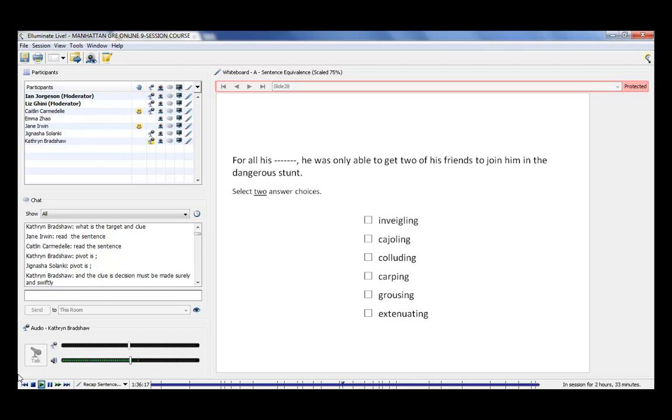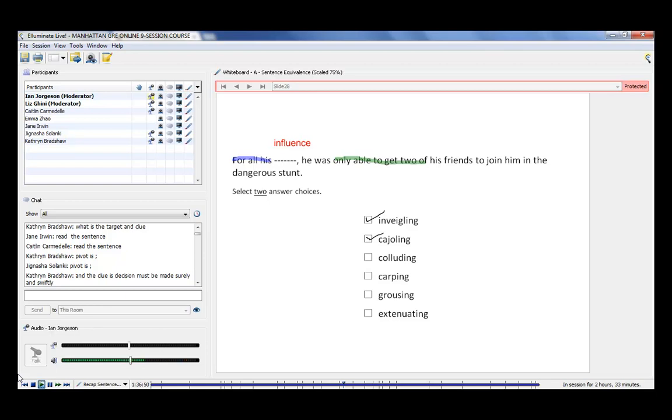So earlier we talked about "for all," and that's the opposite of the sentence, so that was a very clear pivot. And then I looked at, he was only able to get 2 of his friends to join him, so then I did the word, originally I had influence and connections, but then I started looking at the answer choices, and I saw inveigling, and that means to obtain by flattery, so I chose that. And then cajoling, I think, is a synonym of that, so I also chose that one.